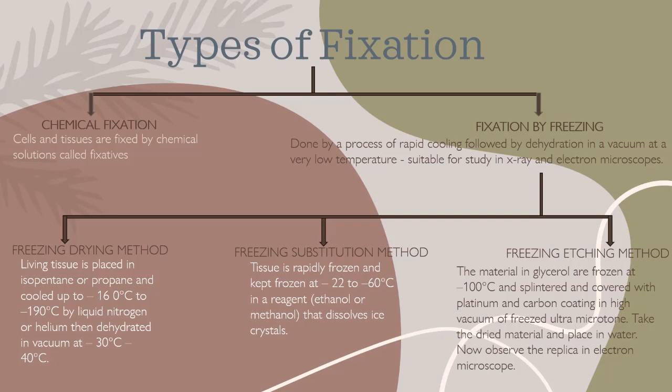Fixation by freezing substitution method. Here the tissue is rapidly frozen and frozen tissue is kept frozen at a low temperature, maybe minus 20 to minus 60 degrees Celsius, in a reagent that dissolves ice crystals. The reagent may be ethanol, methanol, or acetone.